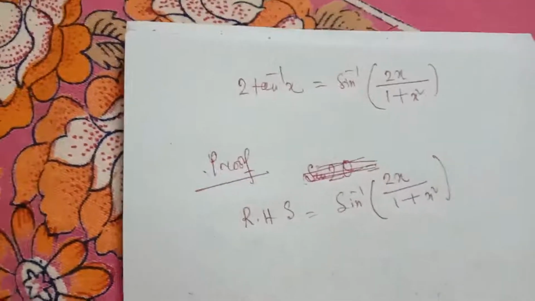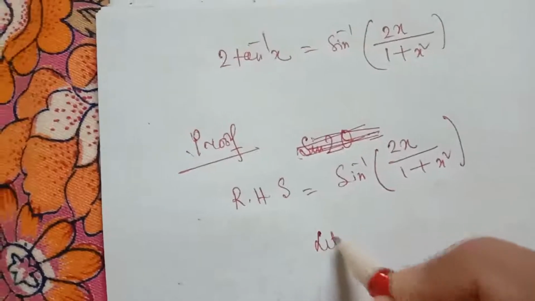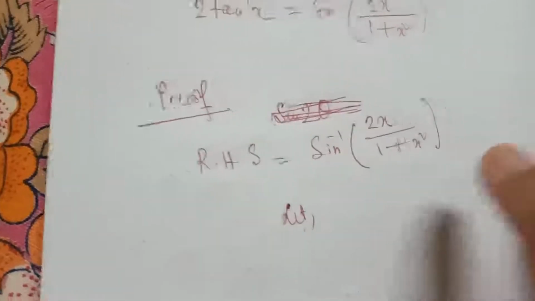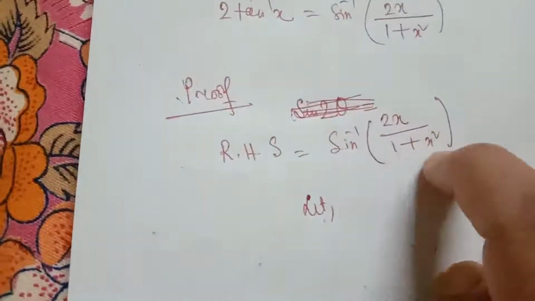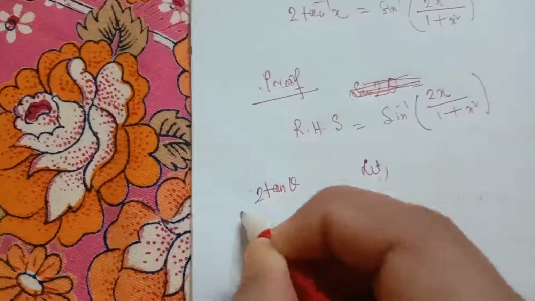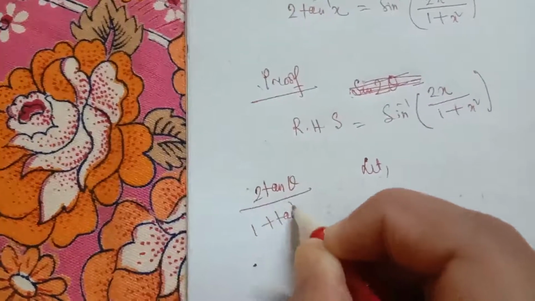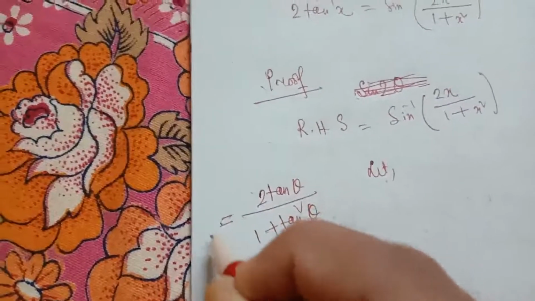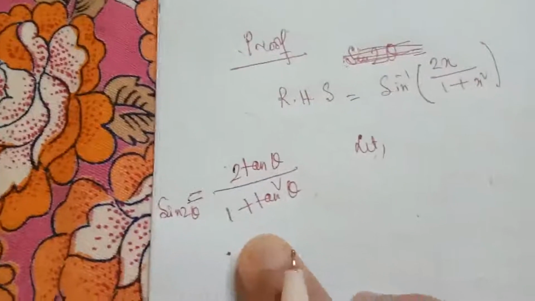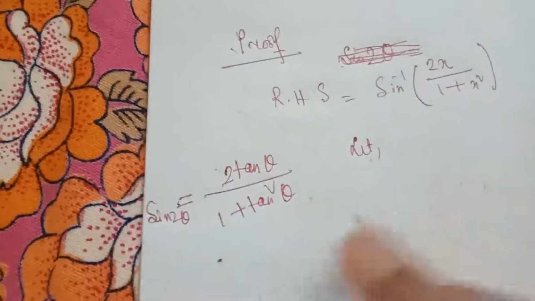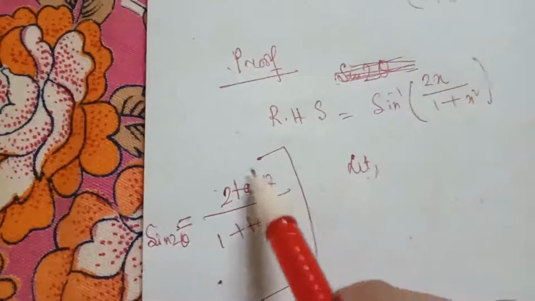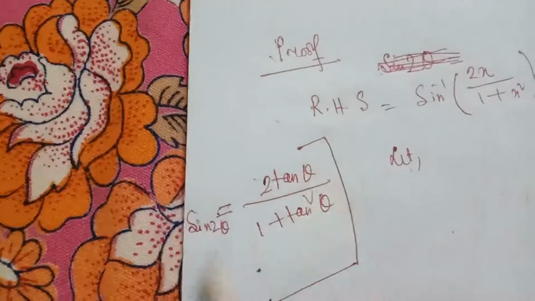Very simple. Let x equal to, now if you can remember, there is a formula in class 11 of this form, 2x by 1 plus x square. The formula is this, 2 tan theta by 1 plus tan square theta, which is equal to sine 2 theta. Sine 2 theta equal to 2 tan theta by 1 plus tan square theta. Now, if we put x equal to tan theta, this will be of this form, and we will get the formula sine 2 theta.